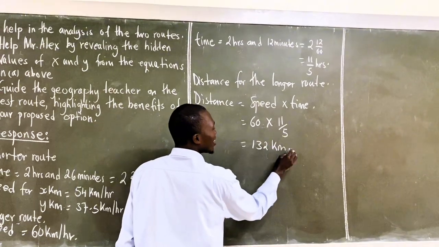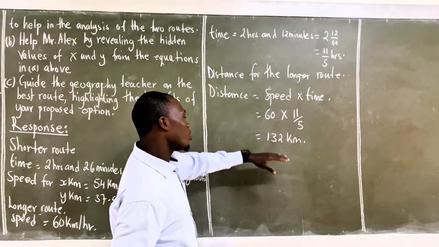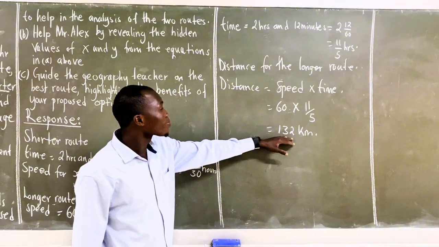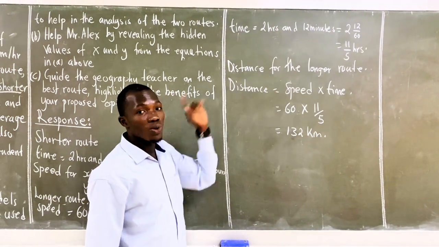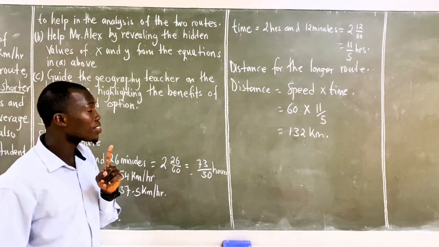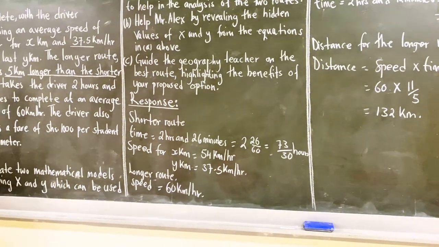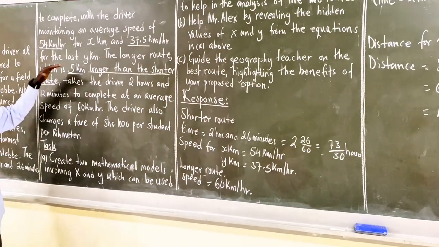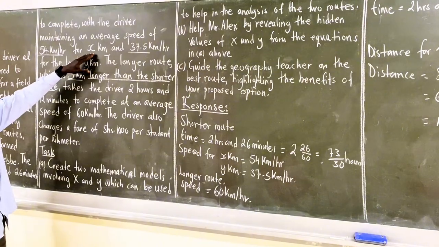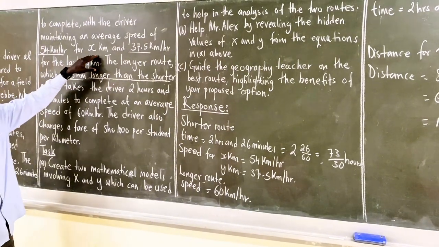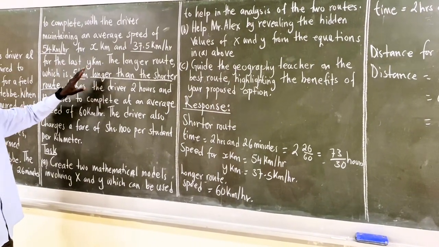132 kilometers. Now, knowing the total distance of the longer route will help us to get the first equation or the first model that we want. Remember, the shorter route is split into two. We have the x kilometers and y kilometers.